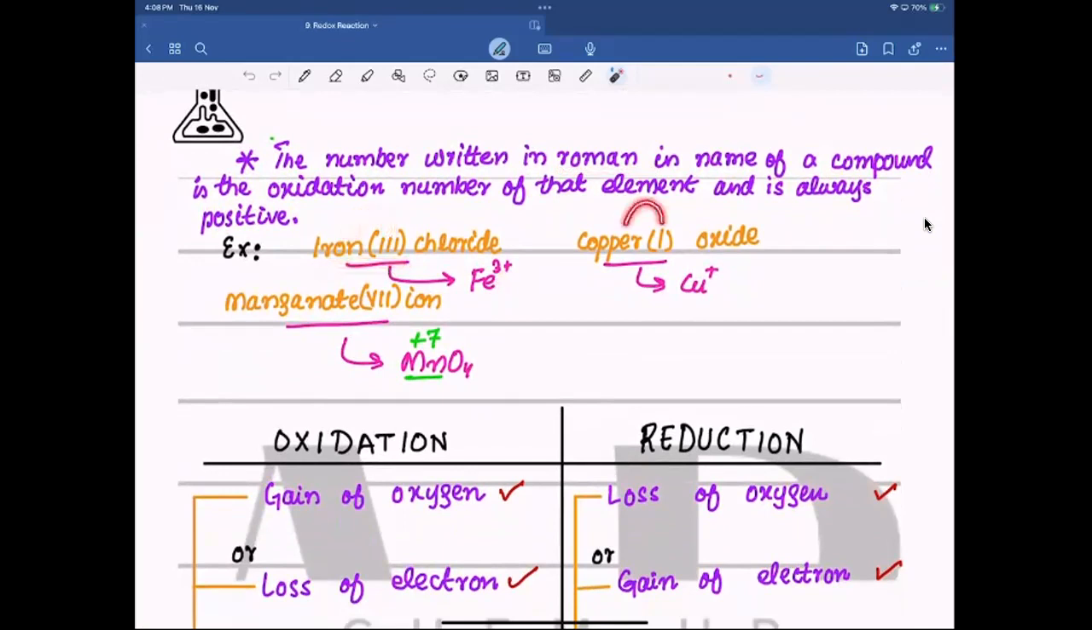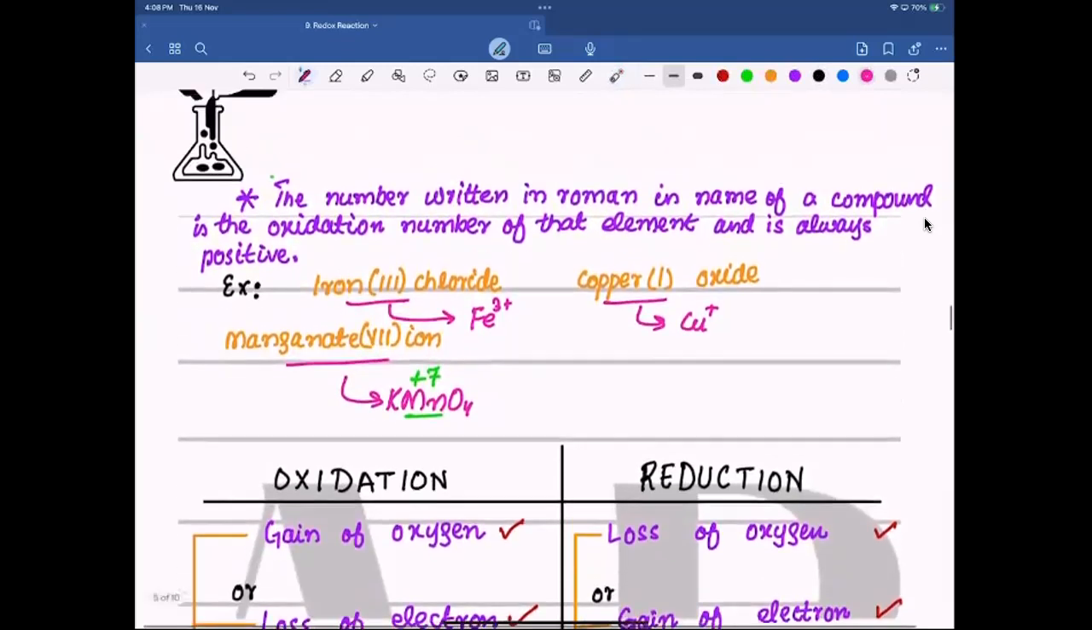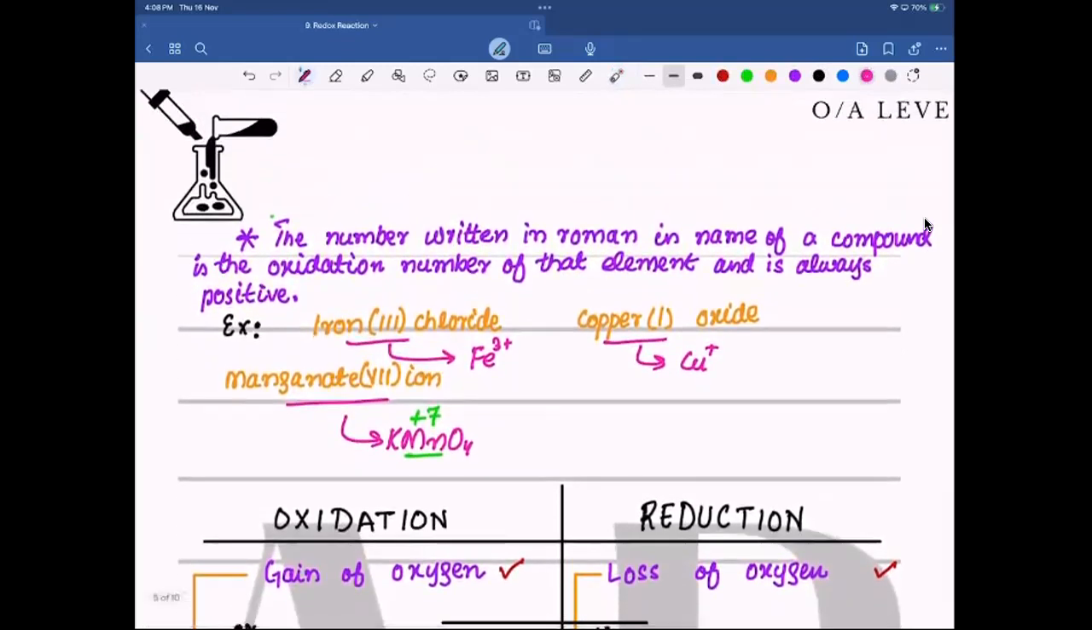It means that iron has a positive 3 charge in this compound. In the same way, here it is written copper 1 oxide, which means copper has a +1 oxidation number in this compound. Manganate 7 ion, so that 7 represents that the manganese atom in this compound has a +7 oxidation number. Okay. Is this clear? Yes. Okay, note this down quickly. Then we are going to discuss oxidation and reduction, okay?